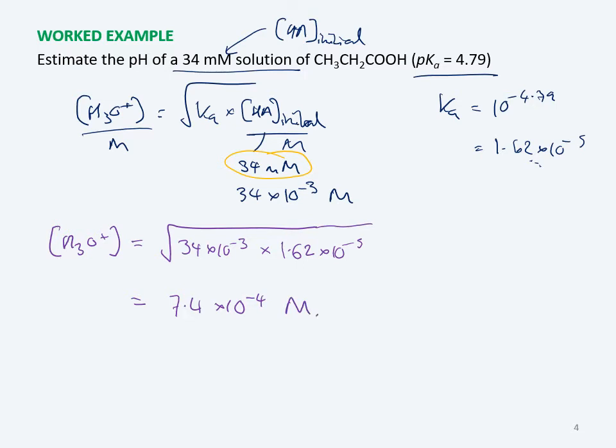Okay, and then of course pH is equal to minus log to the base 10 of the concentration of H3O+, and that is equal to 3.1. Okay, and we can give that to two significant figures because our concentration had two significant figures at the start. And again, you'll get some opportunity to practice using this equation in the associated quiz.